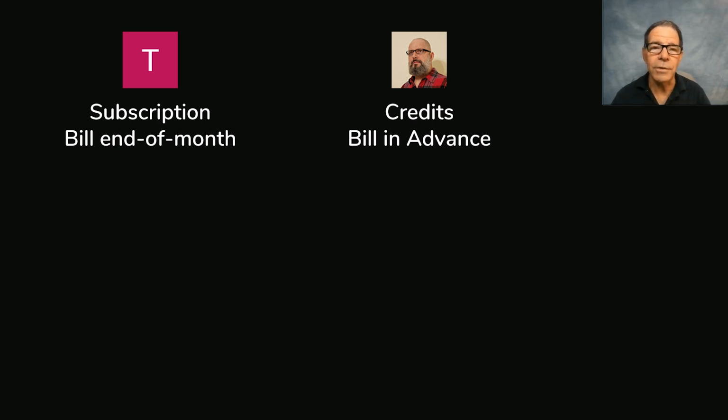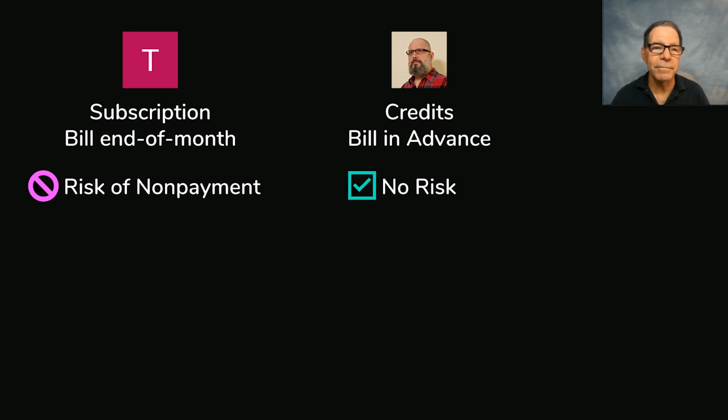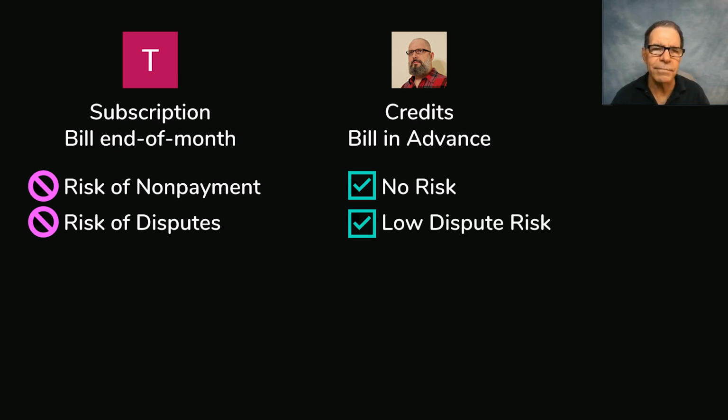The problem, of course, with the cell phone type model is that there's some level of risk of non-payment. Users might rack up a huge amount of tokens and then disagree about paying for that. Needless to say, billing in advance avoids that risk. For similar reasons, the cell phone type model is more likely to generate misunderstandings and disputes and bad feedback about that on social media, whereas billing in advance is less likely to have that issue.